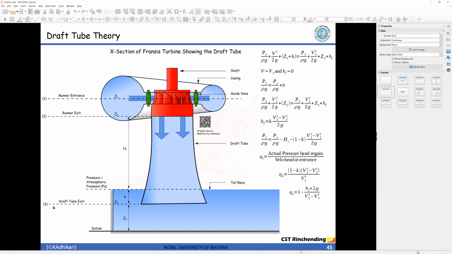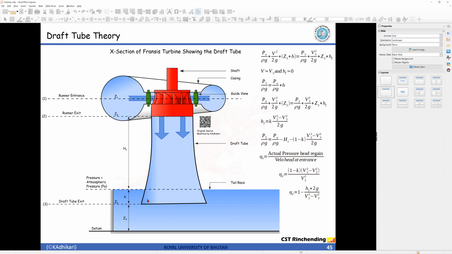Let's consider this to be section 3, and as you have already figured out from this figure, the draft tube is inserted into the tail race. The tail race water level is up to this portion. Here the pressure is atmospheric pressure, so I have mentioned it as atmospheric pressure, and let's say the exit height is h. With this, let's analyze the system.